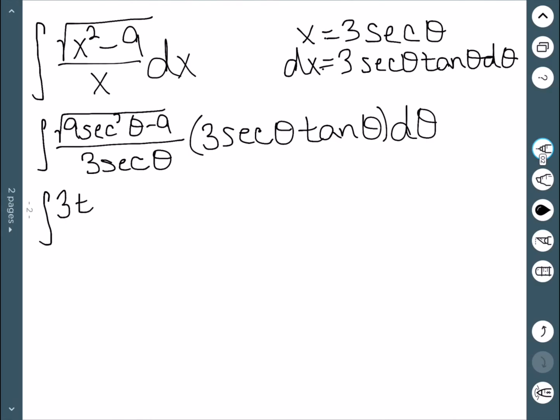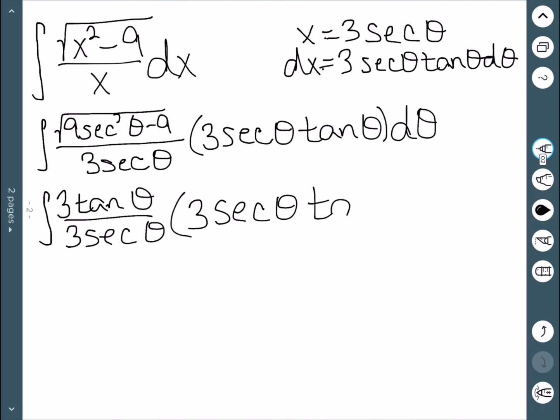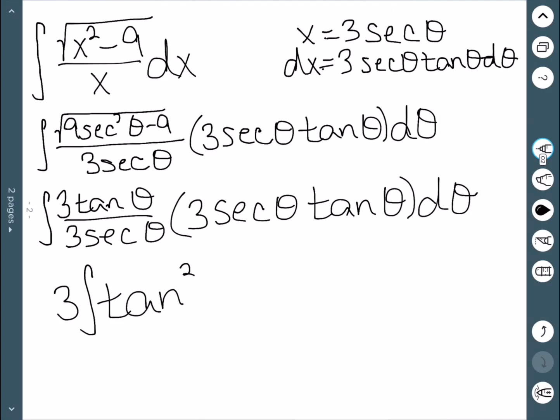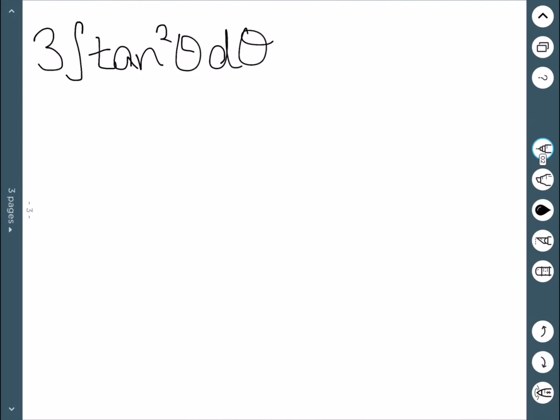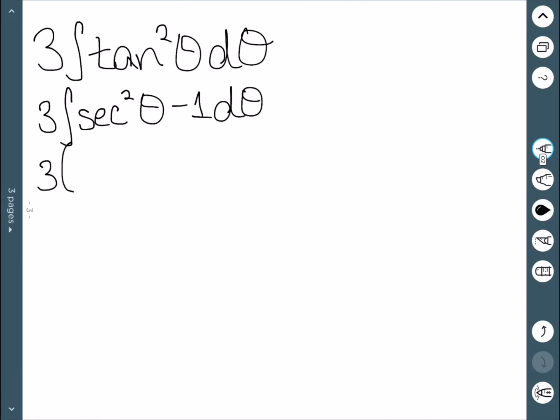Simplifying gives 3 tangent theta over 3 secant theta times 3 secant theta tangent theta d theta. We can simplify a little bit more and realize this is the integral of 3 tangent squared theta d theta. We now need to evaluate this. And we can use our reduction formula for tangent, or I can use my Pythagorean identity. Say that tangent squared is the same thing as secant squared theta minus 1. The integral of secant squared is tangent, and the integral of 1 is just theta.